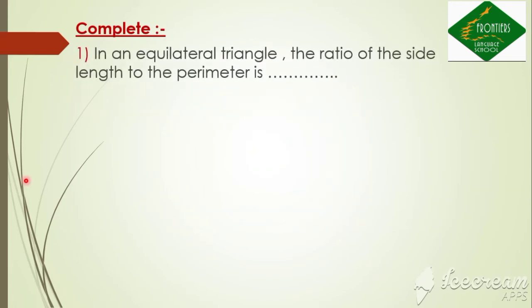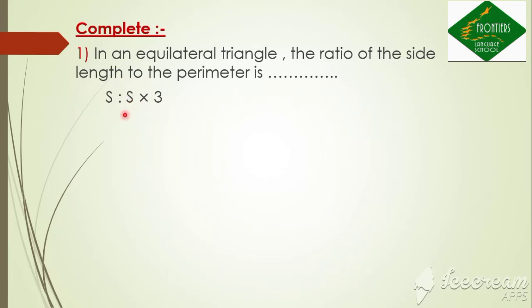We took before the perimeter and the area of all shapes, triangle and square and rhombus, and the circumference of the circle. At the first, in an equilateral triangle, the ratio of the side length to the perimeter. We will write this ratio. At first, the ratio between the side length, then we write the side. Then it's the perimeter. What is the perimeter of the equilateral triangle? Yes, it's a side times 3. Then we write side to side times 3.